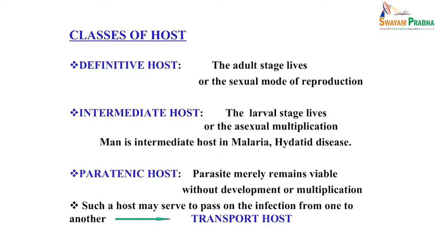Now, there are different types of hosts which are seen. The definitive host is the one where the adult stage lives or where the sexual mode of reproduction occurs. The intermediate host is the one where the larval stage lives or the asexual multiplication occurs. Here, man is the intermediate host, like in malaria, hydatid disease, etc. Then there is another host which is known as the paratenic host. Here, the parasite merely remains viable without either development or multiplication. And such a host can also help to transfer the parasite from one to another. So, it can also be known as a transport host.